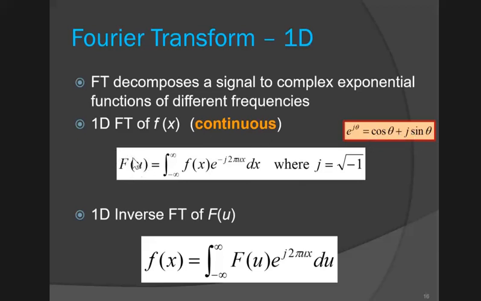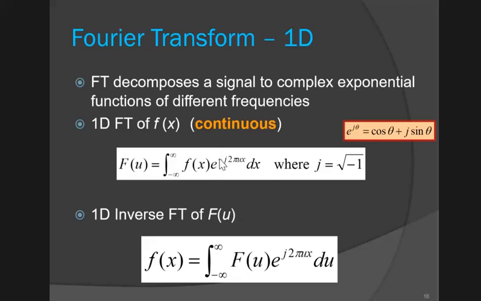So this F(u) will be a complex function. The Fourier transform decomposes a signal into complex exponential functions of different frequencies. Now we can get the original function if we apply the inverse Fourier transform on F(u). The equation is f(x) equals the integration from minus infinity to plus infinity of F(u).